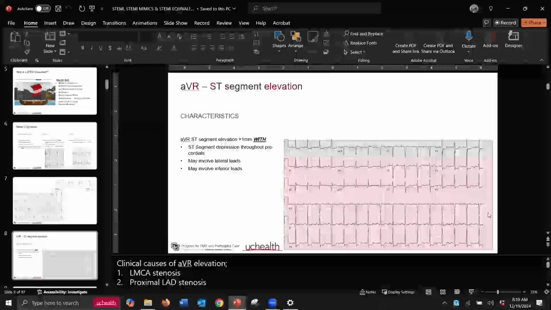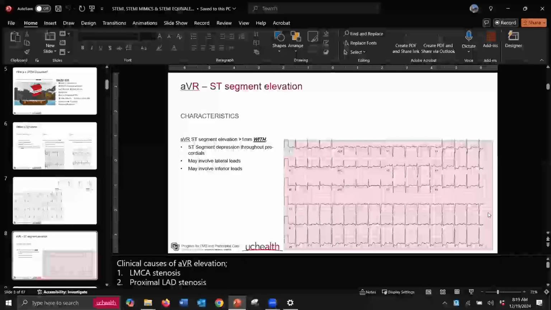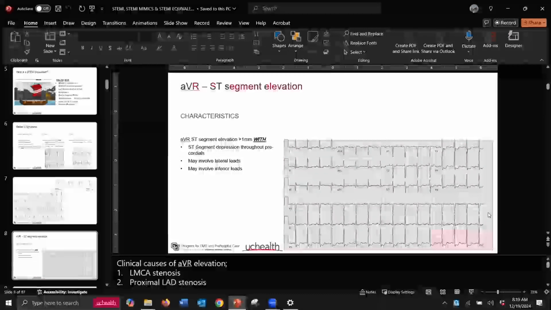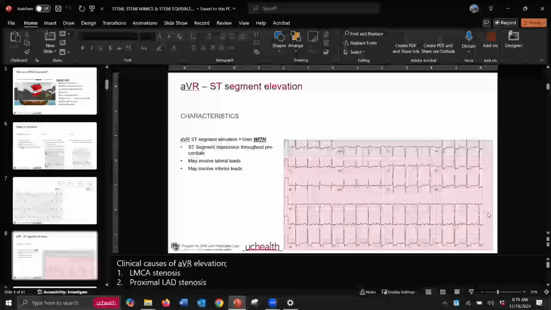AVR ST segment elevation. I don't remember who coined the term for AVR, but I heard it many years ago called the Rodney Dangerfield lead, right? Because it gets no respect.